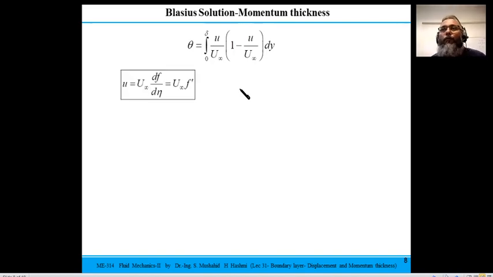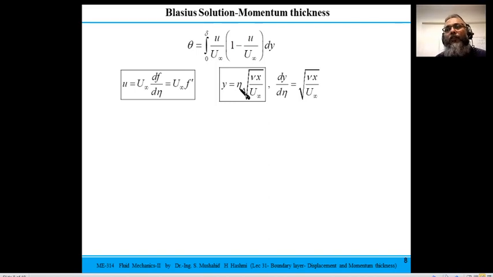As we know from the Blasius solution, the velocity profile in this laminar flow over a flat plate looks like this: u over u infinity is the first derivative, and here eta is some variable which relates to y by this equation.